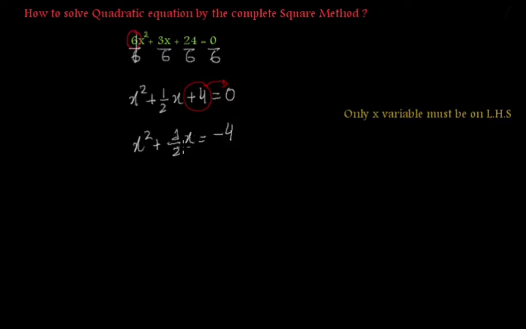Now for the third step, we focus on this part over here, the coefficient of x. Don't worry about the sign, we just put it right over here and divide it by 2. It's the same as multiplying by 1 over 2, so it becomes 1 over 4. In this step, whatever quantity you get, you must take the square of it and add it on both sides. So it becomes.